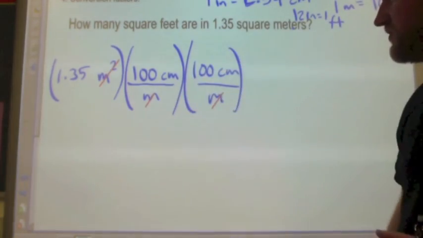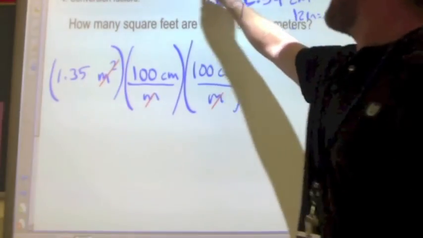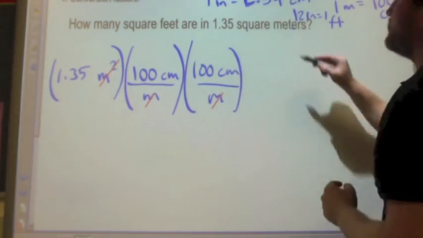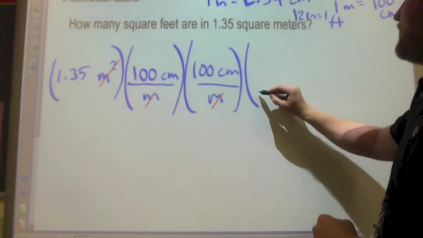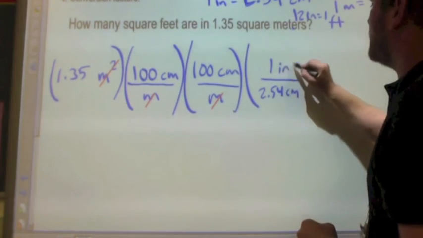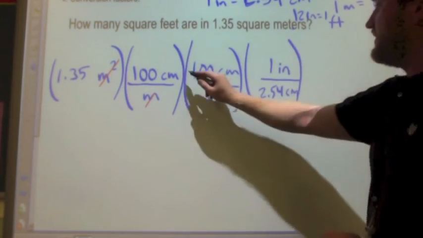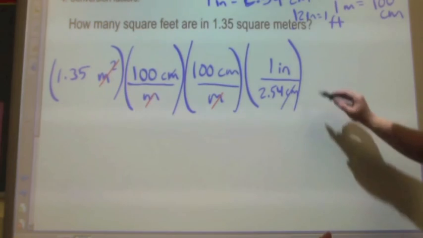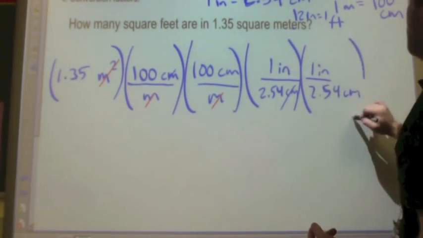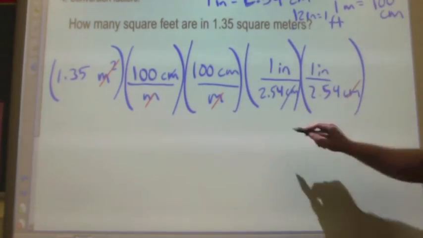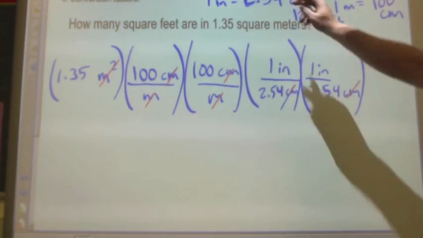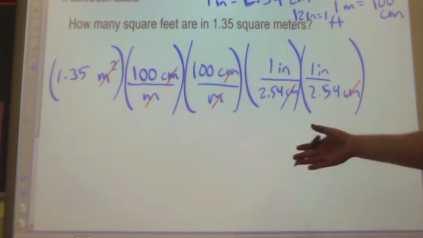Do these both make sense? 100 centimeters to meter, yes. Okay. So we're now in square centimeters. We're going to go from centimeters to inches using this conversion. So let's get my 2.54 centimeters down here and my 1 inch above. Okay, and that centimeter is going to cancel that centimeter, but we need to do it one more time. Okay, so this is now going to cancel my second centimeter, and I'm left with square inches. Do these both make sense? Yes, they do. If you run out of space, just start on the next line.